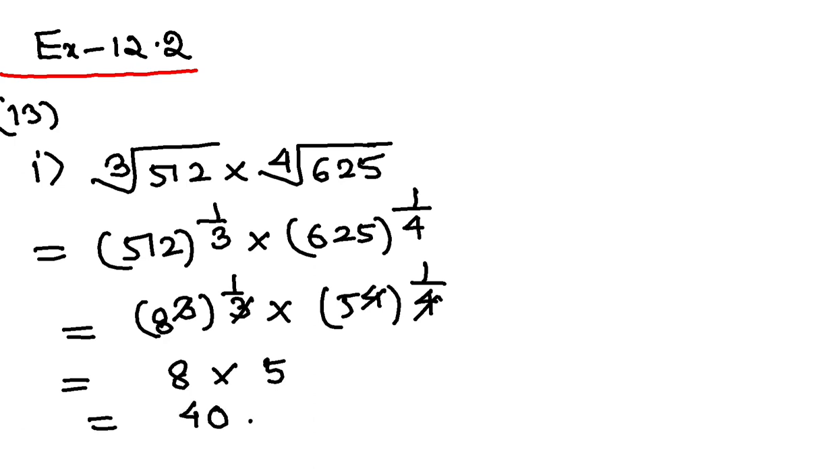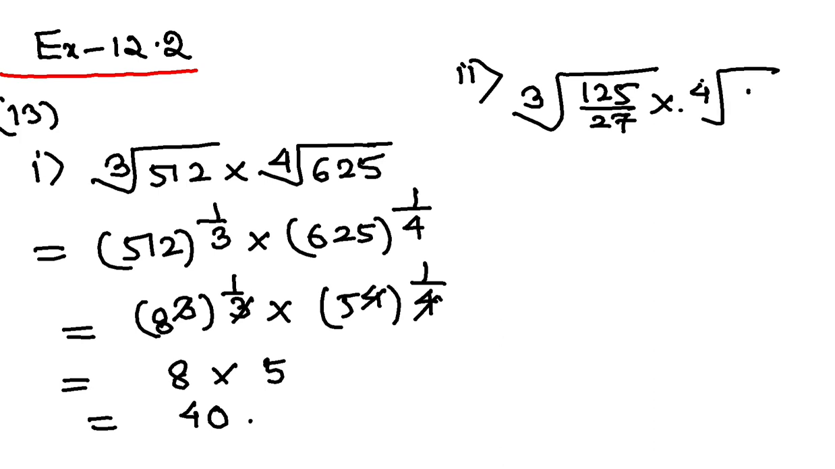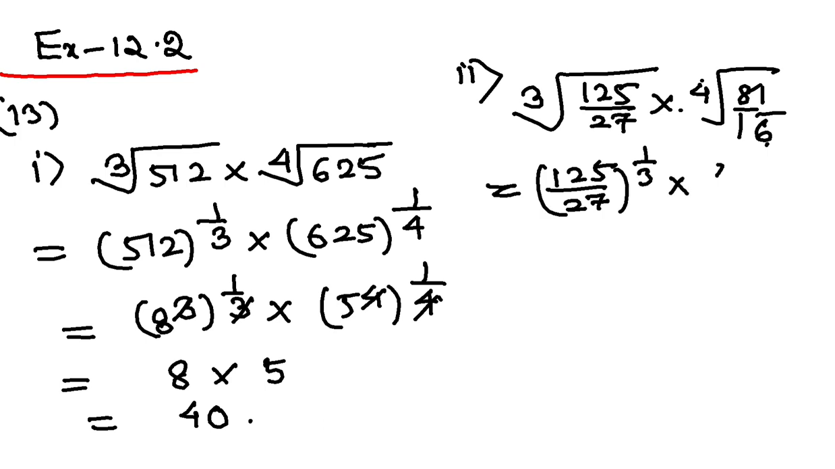Alright. So that is question number 1. Now let's tackle question number 2. This time cube root of 125 by 27 into fourth root of 81 by 16. Okay. So now 125 by 27 whole to the power 1 by 3 into 81 by 16 whole to the power 1 by 4.